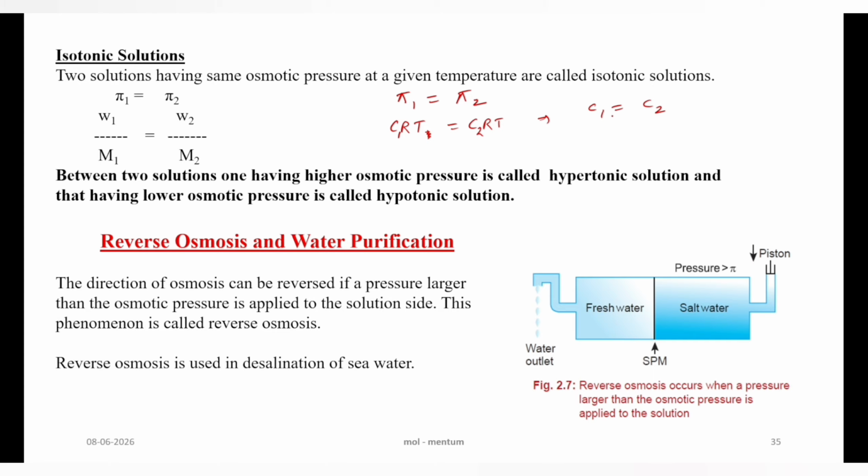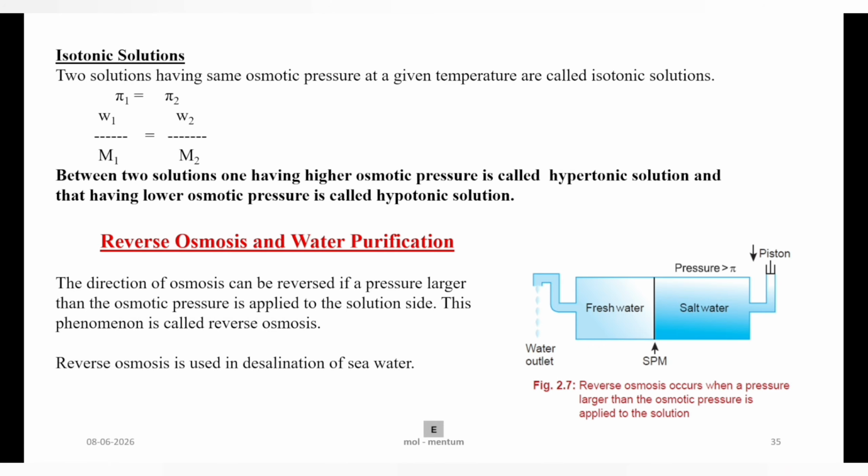That means if two solutions are isotonic, then their concentration is also the same. Concentration same, that means what? Given mass by molar mass is also the same. So we get this relation: W1 by M1 is equal to W2 by M2. Based on this relation, we have one numerical. We will do this numerical later on.